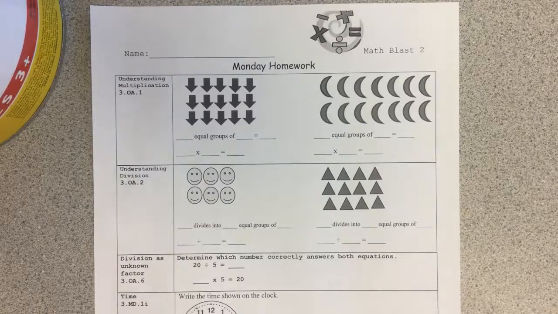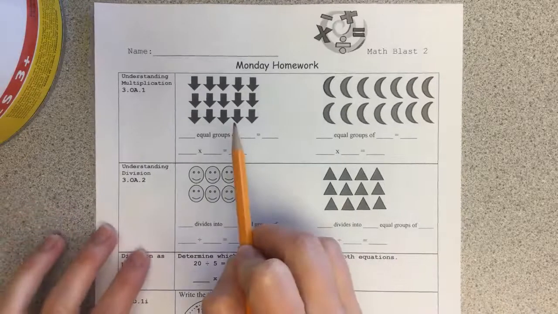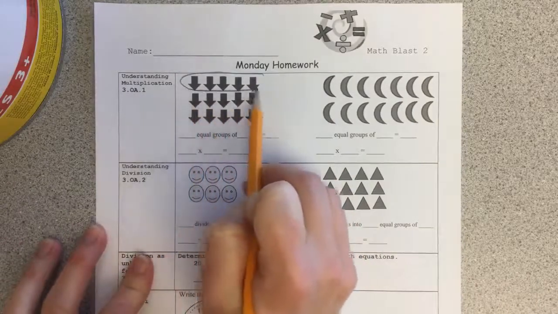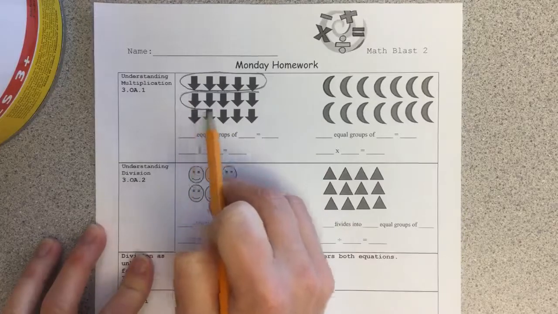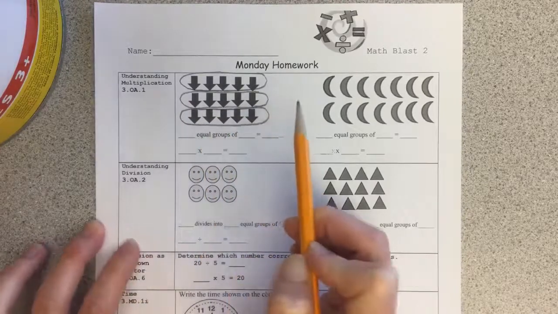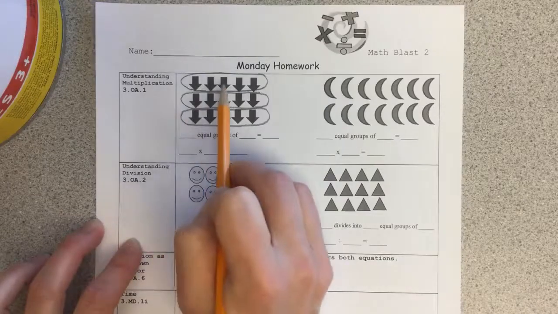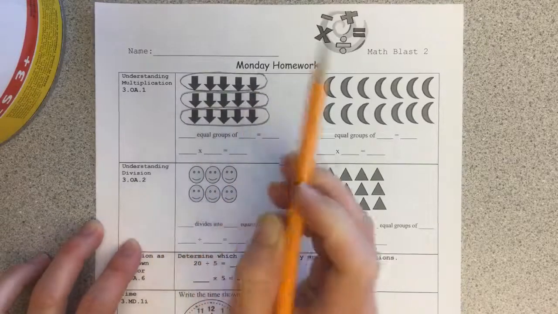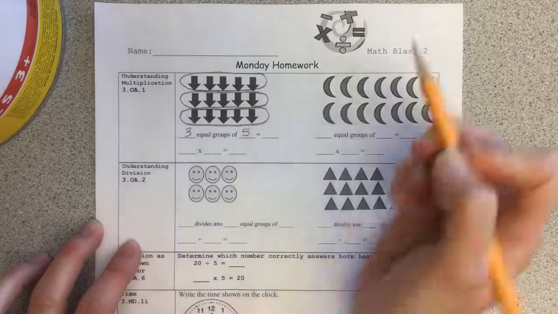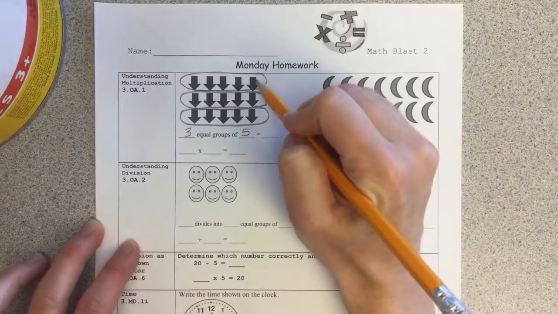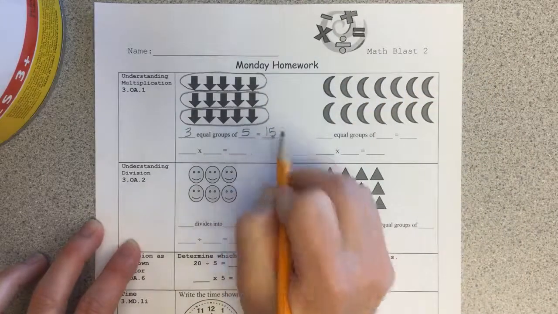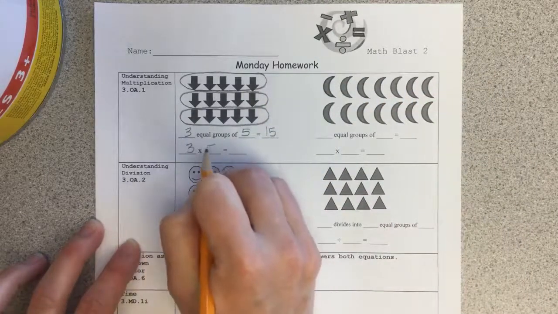Math Blast 2. Box 1, we're looking at multiplication with arrays. In an array, we have rows, and the rows represent the groups. So in this case, we can see that there are 3 groups. And we have 1, 2, 3, 4, 5 items in each group. So we have 3 equal groups of 5. And I can use my skip counting skills to help me. 5, 10, 15. So 3 groups of 5 is 15, or 3 times 5 is 15.